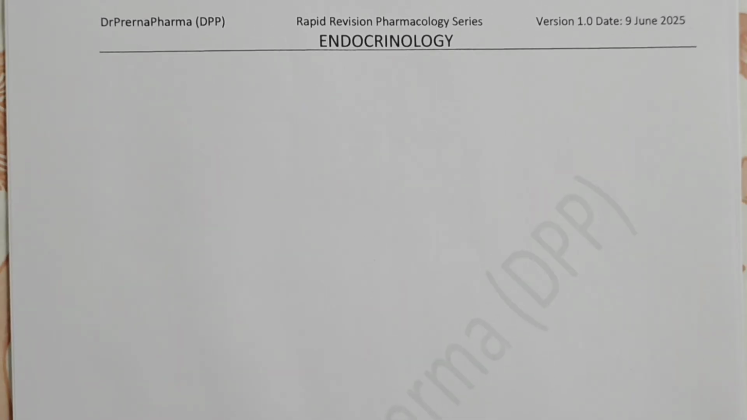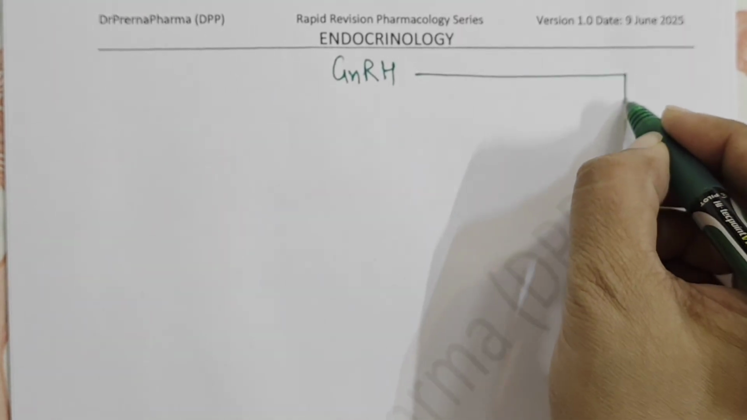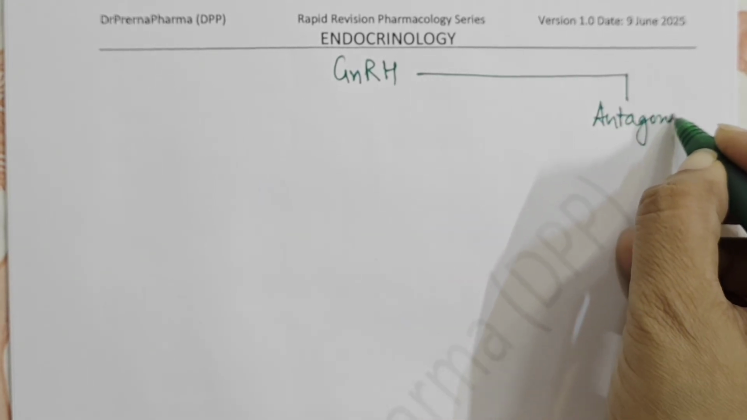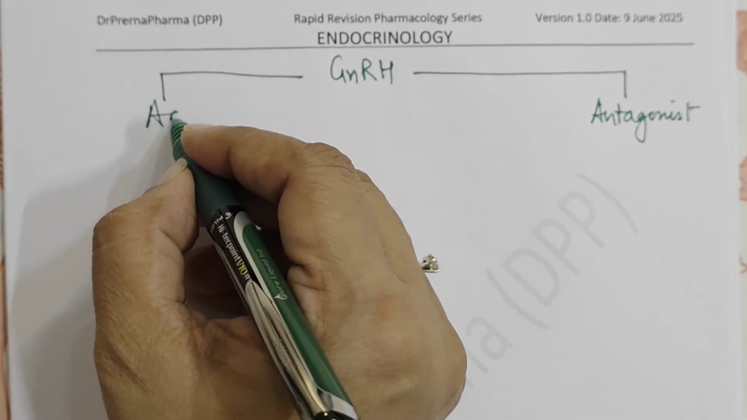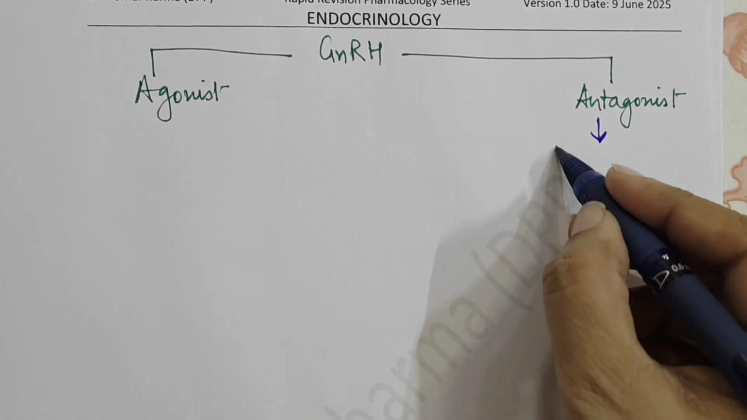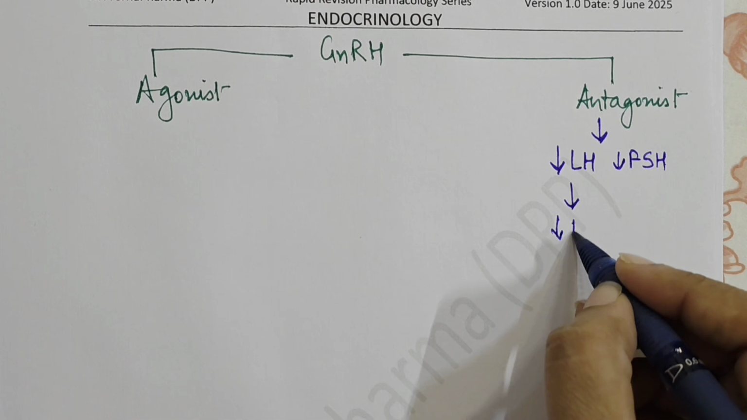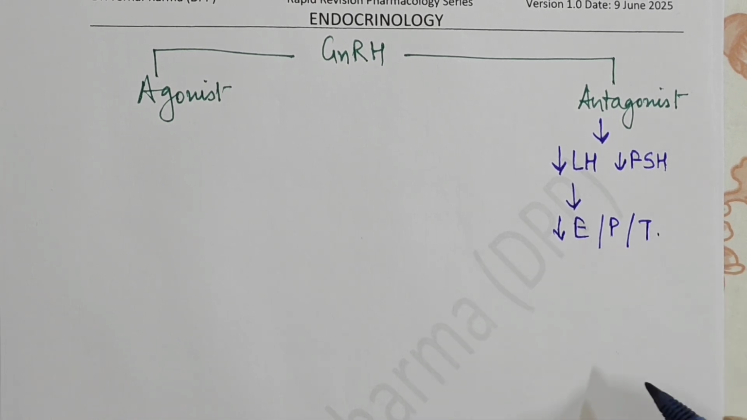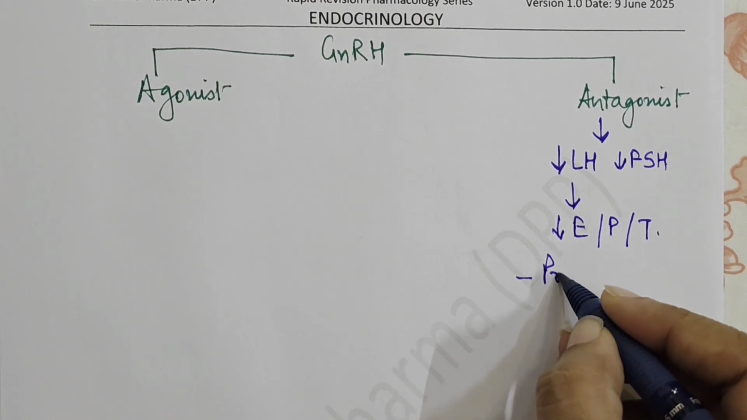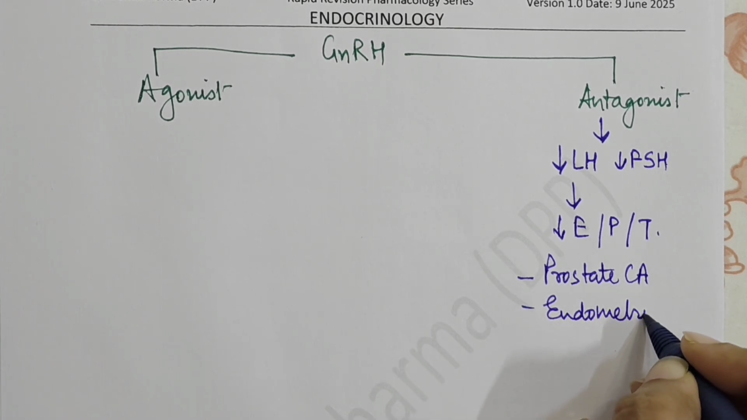अब हम इसके ऊपर based drugs देखते हैं. Let's see the drugs which we give on the basis of these. So GnRH हैं, इसके हमारे पास होंगे, we have antagonist and we are talking about the agonist, right? Now antagonist to GnRH will do what? It will reduce LH and it will reduce FSH. That will further reduce estrogen, progesterone and testosterone. So antagonist to GnRH, they are used in prostate carcinoma and they can also be used in endometriosis.